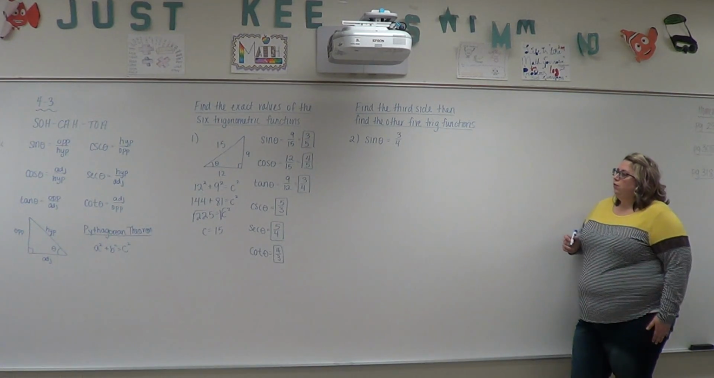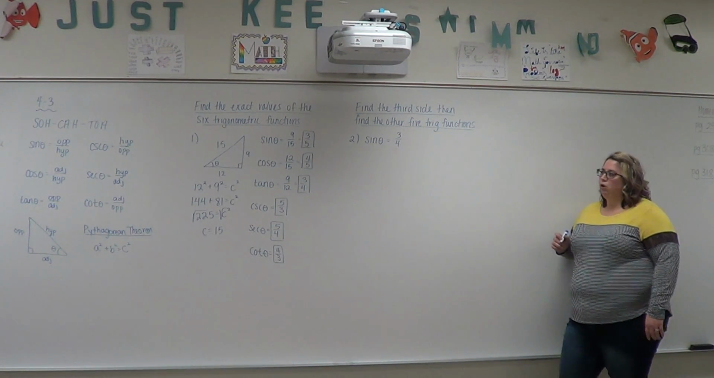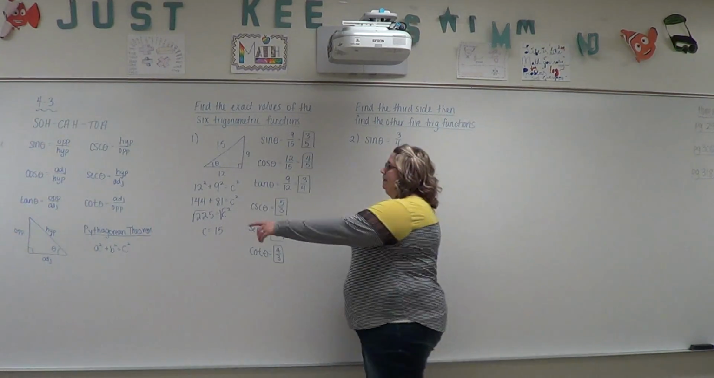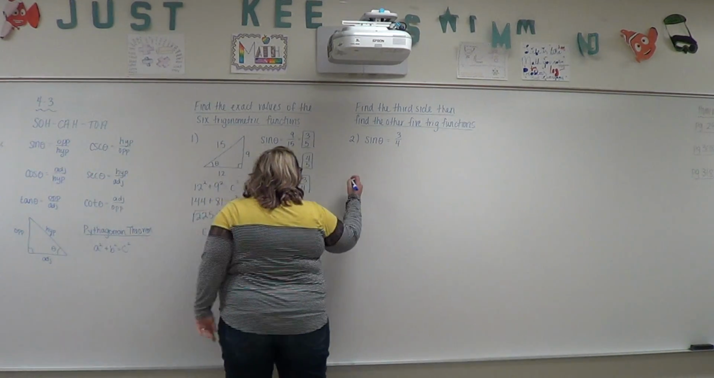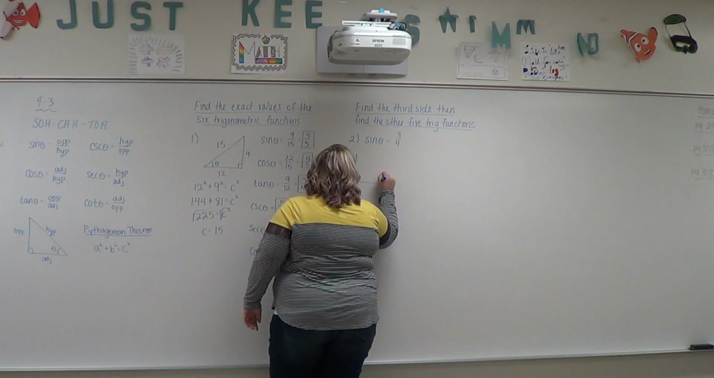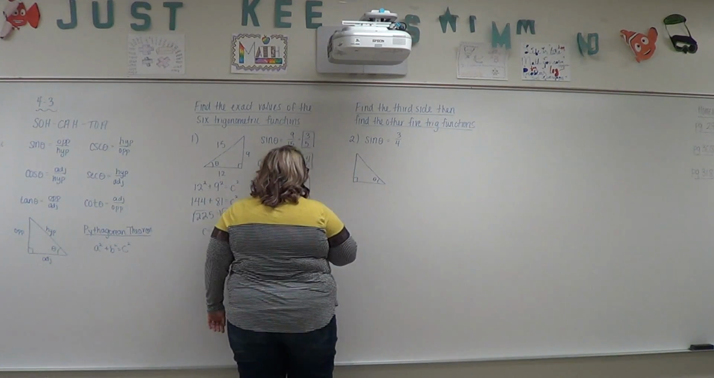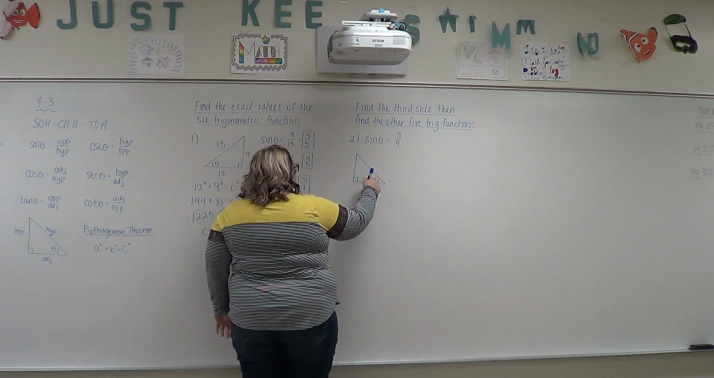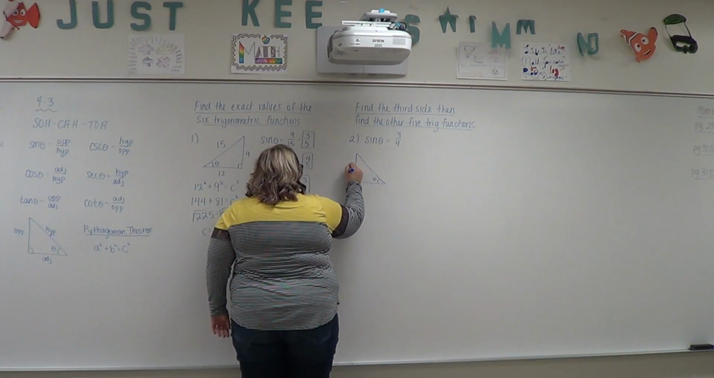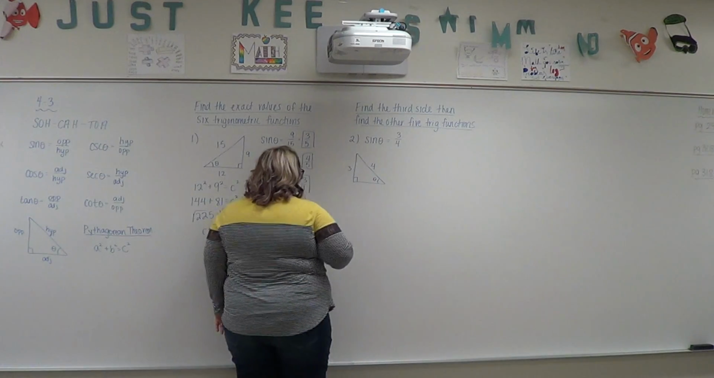Okay? So for this one I'm given sine. What goes with sine? What are they? Opposite over hypotenuse. So if I draw a right triangle, and I just pick one of the places to be my angle. So if I put my angle here, that means my opposite is 3, my hypotenuse is 4.